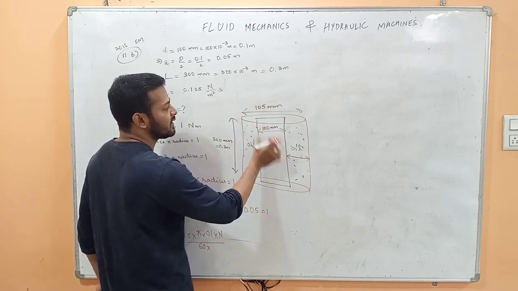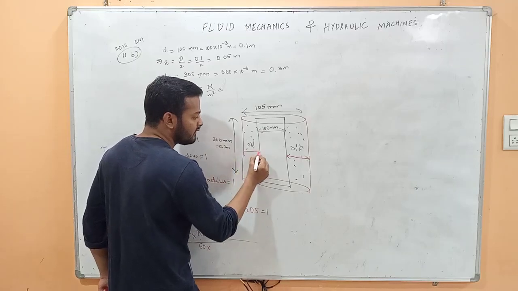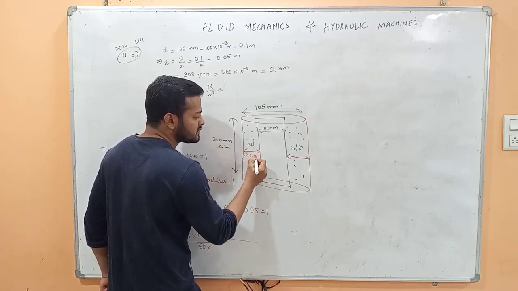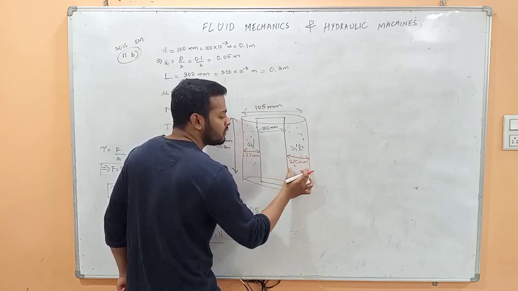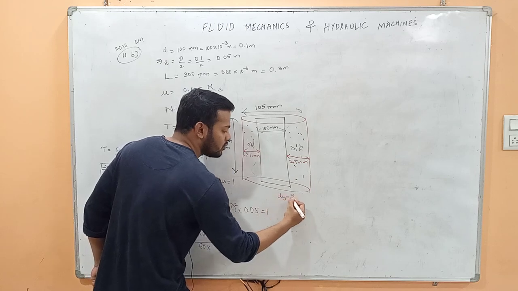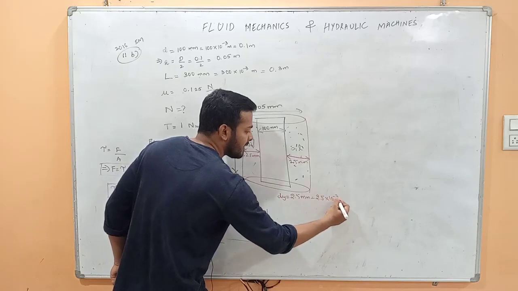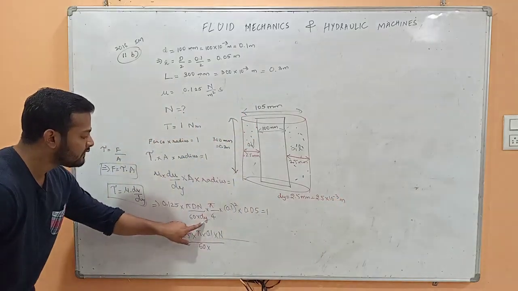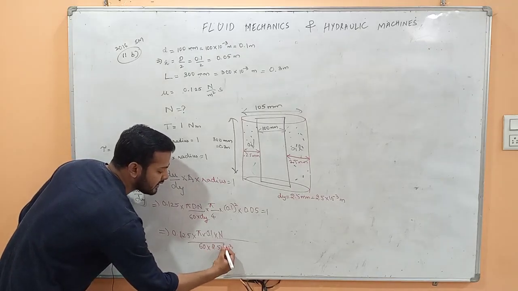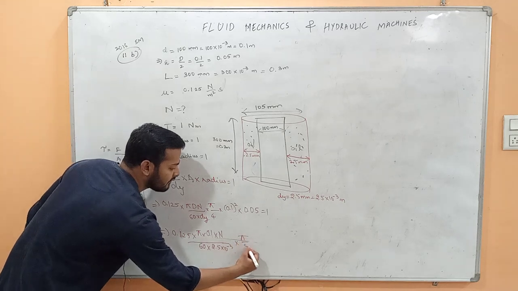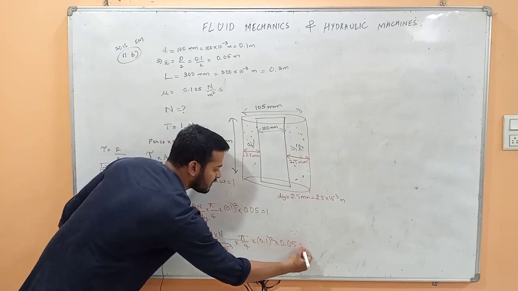If I do 105 minus 100, so what's remaining? 5. So this 5 will be divided here, 2.5, and this will be 2.5 mm. So the thickness of oil film dy is 2.5 mm. So 2.5 into 10 power minus 3 meters. So I got the value of dy. In place of dy I can write down 2.5 into 10 power minus 3 into pi by 4 into 0.1 square into 0.05 is equals to 1.